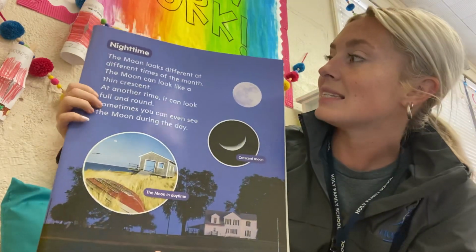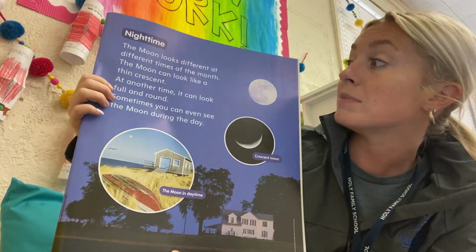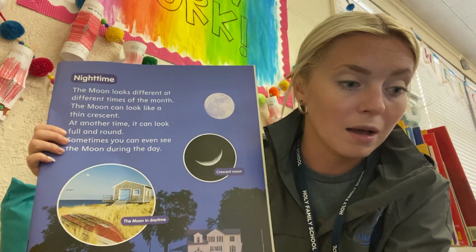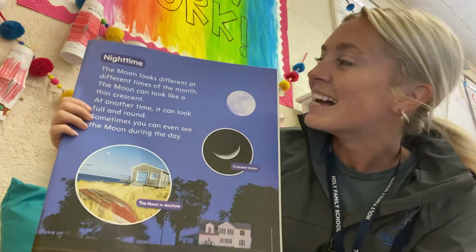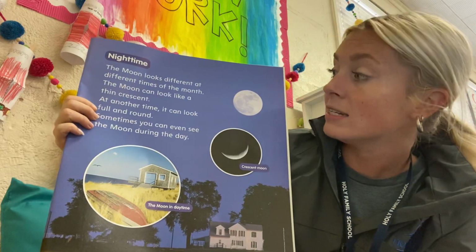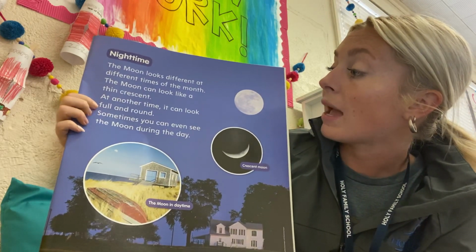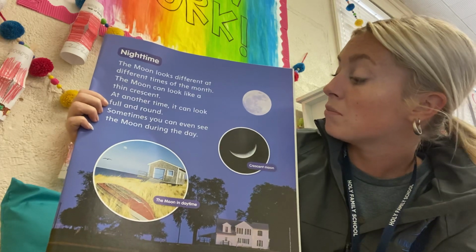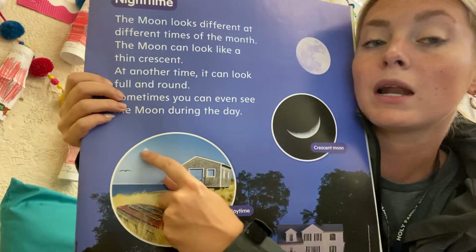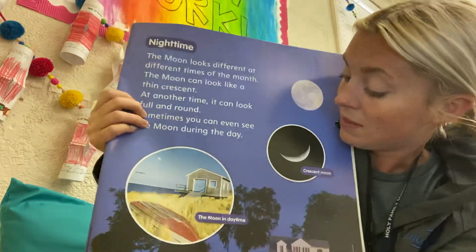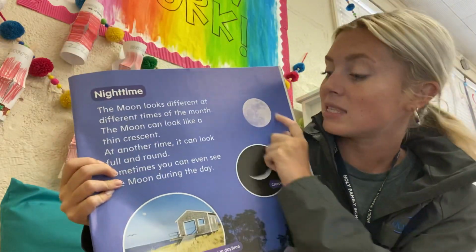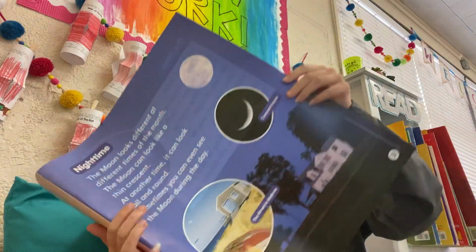Now let's see. Nighttime. The moon looks different at different times of the month. We talked about that before too. Remember I said that sometimes it looks like a toenail clipping. The moon can look like a thin crescent. At other times, it can look full and round. Sometimes you can even see the moon during the day. And I know sometimes if you wake up super early, like this picture down here at the bottom, you can see the moon during the day. This looks like a crescent moon, so this is that toenail moon. But this is when it's nice and full, okay? A nice full moon.